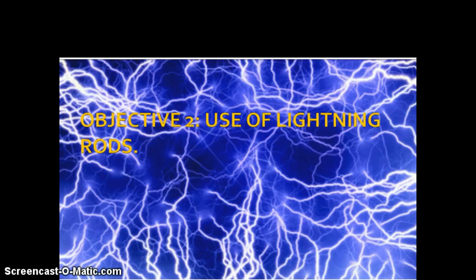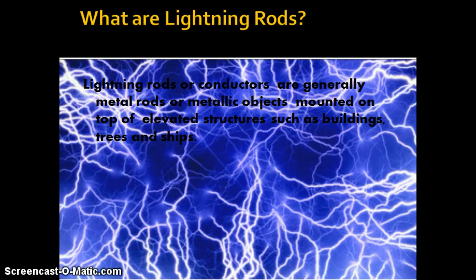Objective 2. Use of lightning rods. What are lightning rods? Lightning rods or conductors are generally metal rods or metallic objects mounted on top of elevated structures such as buildings, trees, and ships.